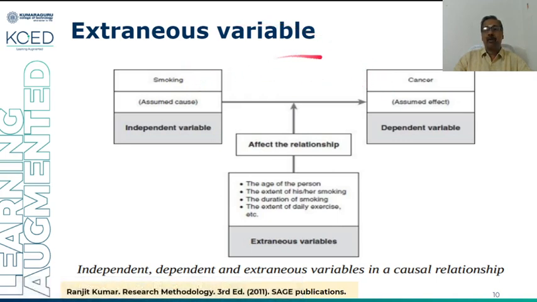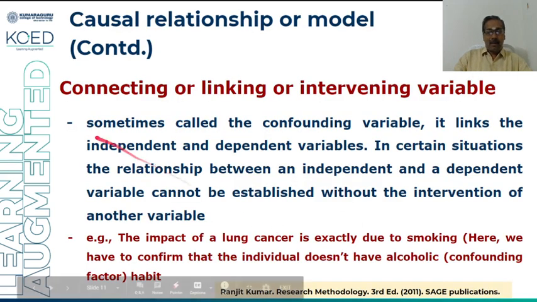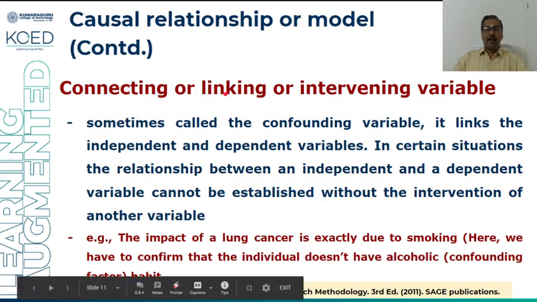Relationship between smoking and cancer. Cancer is a dependent variable, smoking is the independent variable, but I have not considered all these things. These are all extraneous variables, examples for extraneous variables. Now the last one is the connecting or linking or intervening variable.